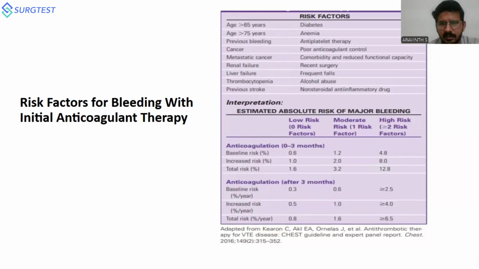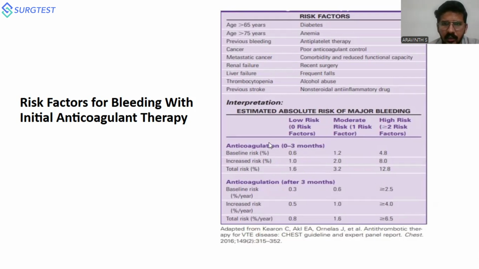All of these conditions can actually cause pro-hemorrhagic states or alter your coagulation cascade. These are the kind of factors that are likely to increase the risk of bleeding with initiation of anticoagulant therapy. So based on that, I don't want you to remember all these numbers.